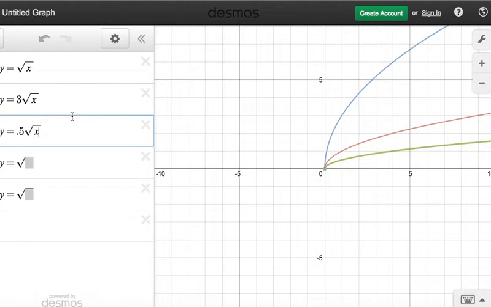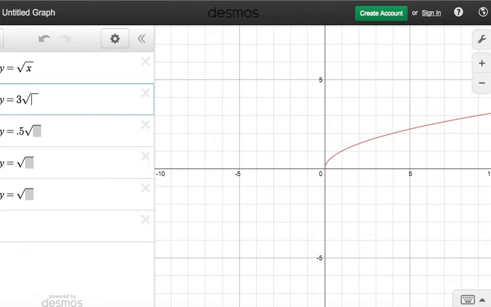Okay, so I'm going to take those off so we can explore a little bit more. So again, here's our parent function of y equals the square root of x. Now I want to see what happens when I put those numbers under the square root. So instead of doing 3 times the square root of x, what happens if we do the square root of 3x? And you can see here, this is also stretching a little bit, but honestly, it looks a lot like the first one.